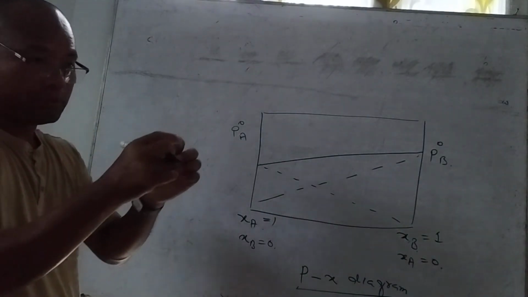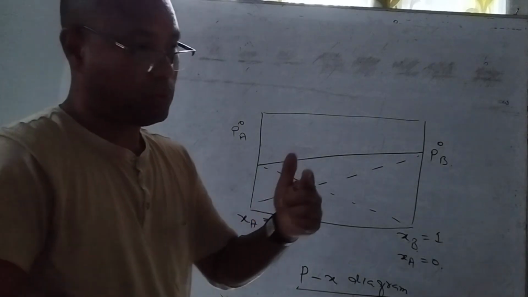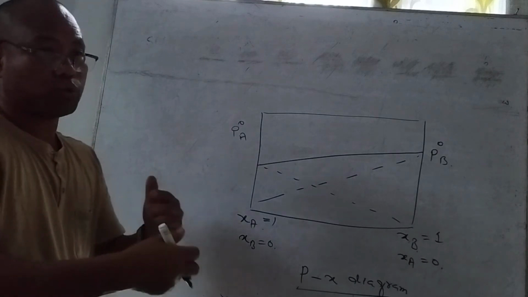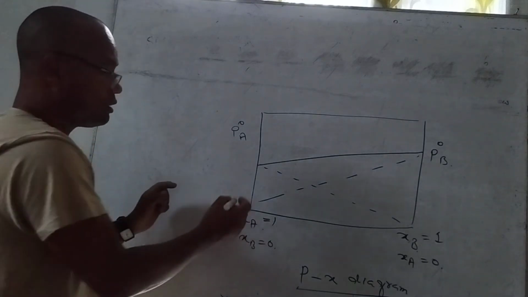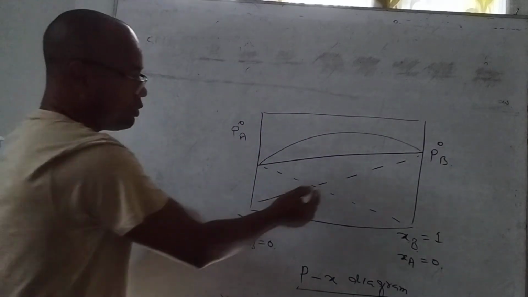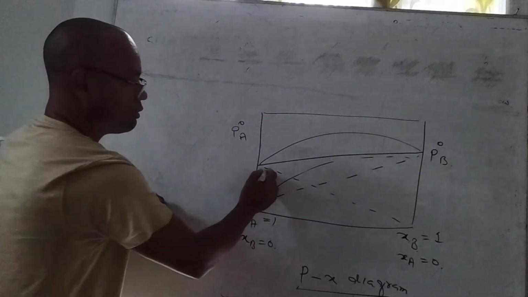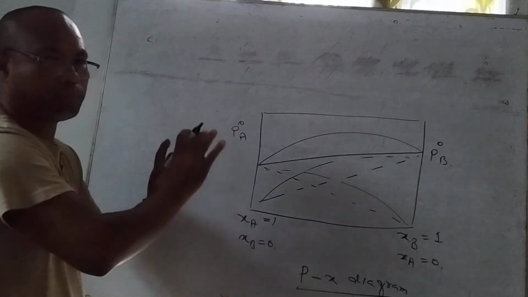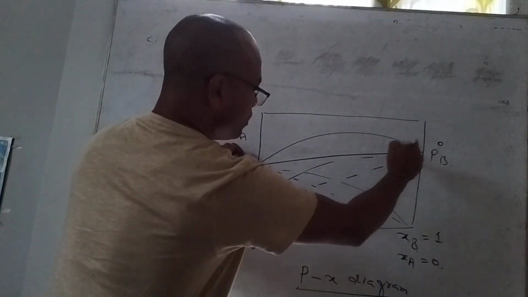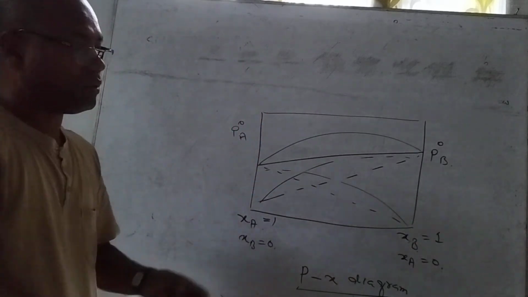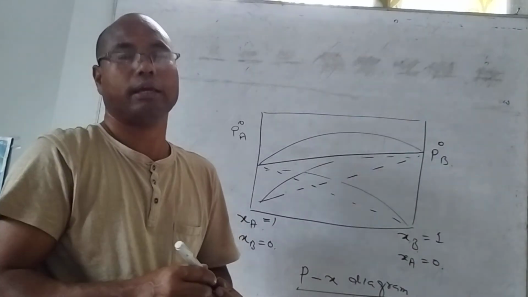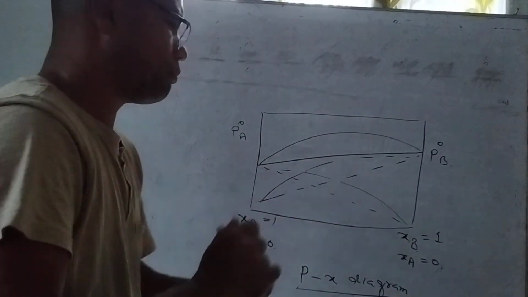So we have 2 different non-ideal solutions: one is positive deviation, the other is negative deviation. How should we draw our positive deviation? Simple. When we draw like this, it is the positive curve. This is for positive deviation. If we draw it downward, everything below the ideal solution line relates to negative deviation. That's all, simple, right?